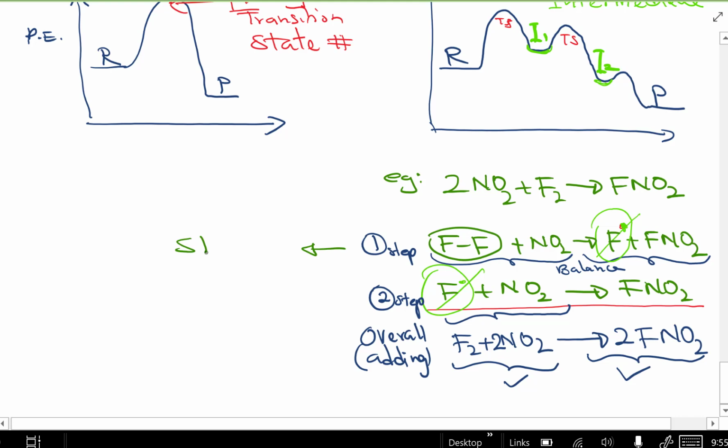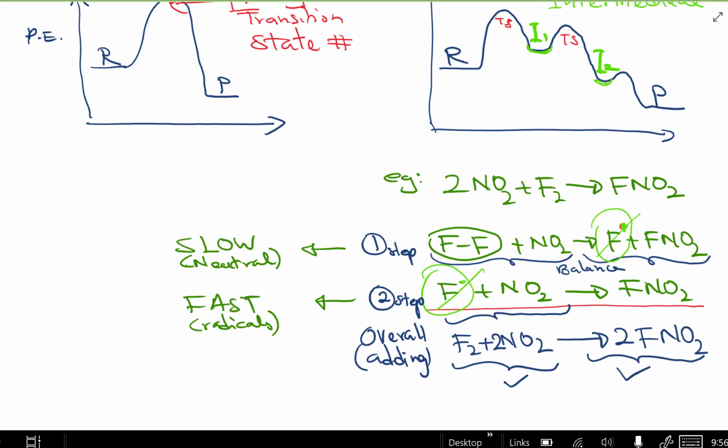Now we also want to pay attention: the first step in this case is a slow reaction, and the second step is a fast reaction. The first step is slow because it's all neutral reactants. They are much slower to react. The second reaction is fast because there is a radical involved in the beginning, that's why.